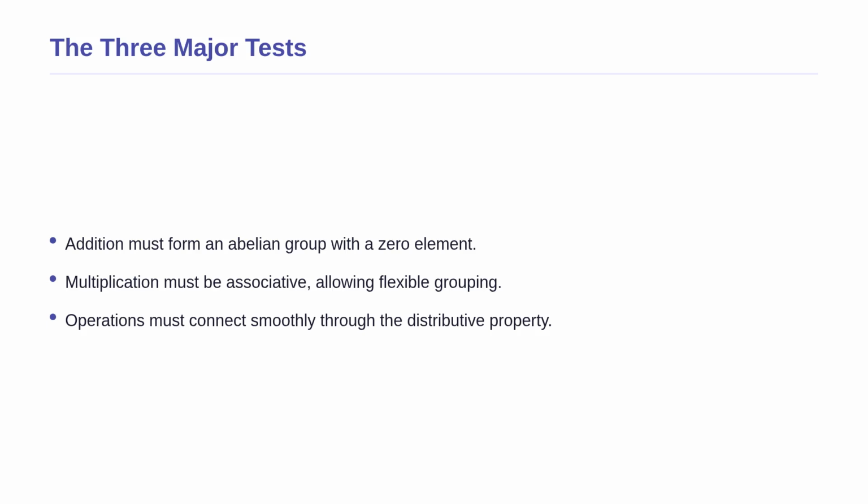For a set to be a ring, it must pass three major tests. First, under addition, the set must form an abelian group. This means you can add items in any order, there is a zero element, and every item has an opposite that cancels it out. Second, under multiplication, the set must be associative, meaning the grouping of elements does not matter. Finally, the two operations must connect to each other through the distributive property. Let us look at the specific formulas for these rules.